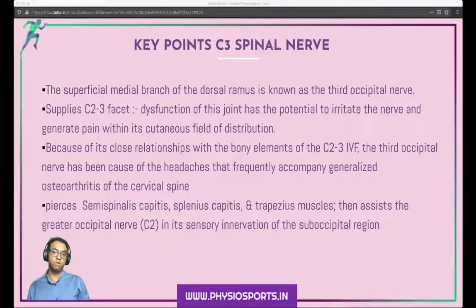Given the close association of the third occipital nerve with the C2-C3 facet joint, any dysfunction at this joint has the potential to irritate the nerve and generate pain within its cutaneous field of distribution. The third occipital nerve has also been implicated in cervicogenic headache by many authors.